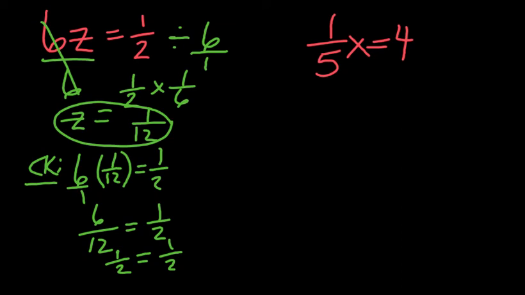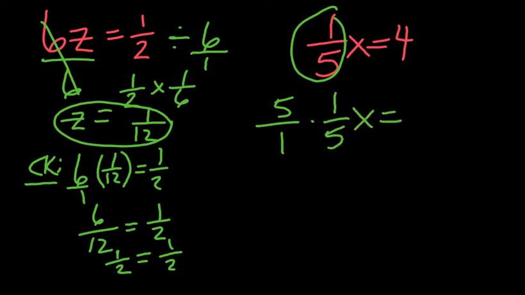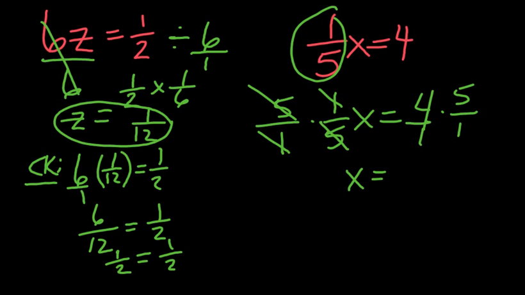When you have a fraction here, you flip it and multiply, because that will get rid of the fraction. It's kind of a shortcut for dividing. See what happens if I flip this and multiply? Cancel. Cancel. Leaves me with x. And on this side, I have 4 over 1 times 5 over 1, which equals 20 over 1, because 4 times 5 is 20, so x is 20.